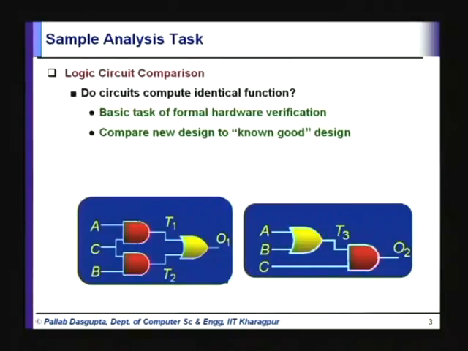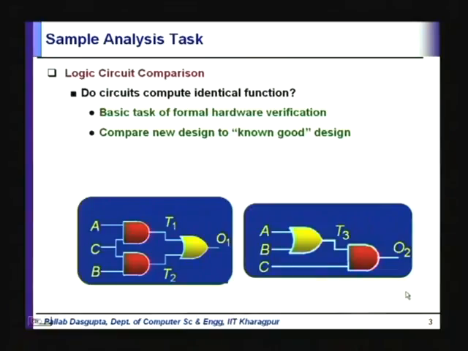So let us look at the first problem, where we have two logic circuits. There are two circuits shown here, and we want to compare the two logic circuits and determine whether they are functionally the same or not. Obviously in implementation they are different, because we have two AND gates and one OR gate here, while here we are doing it with only one OR gate and one AND gate. So these two are obviously not the same design, but is the function O1 and the function O2 the same? How do we do this comparison?